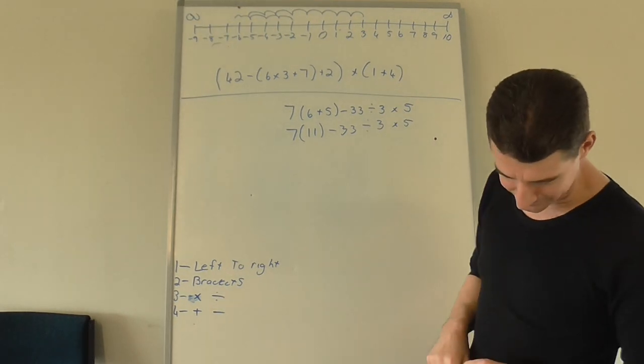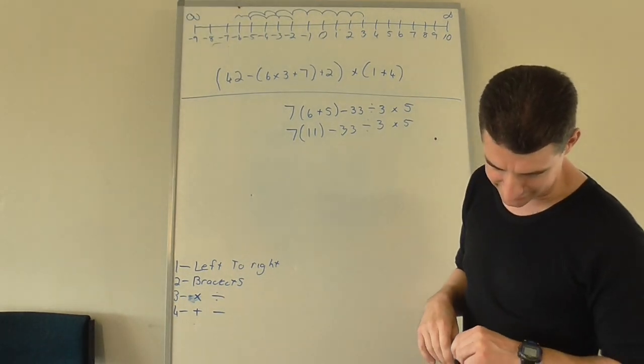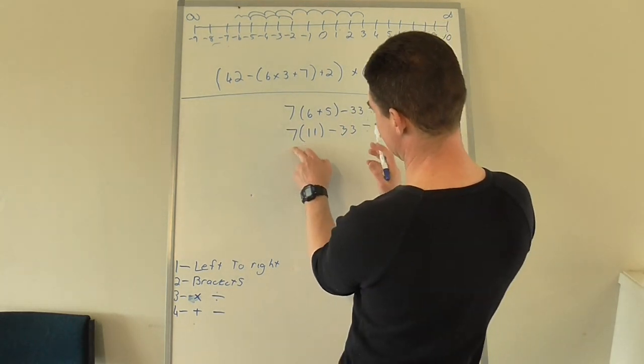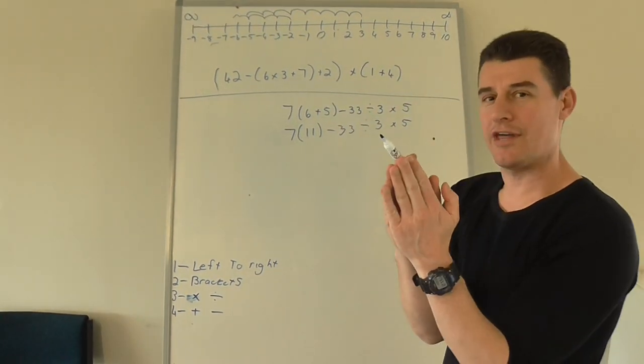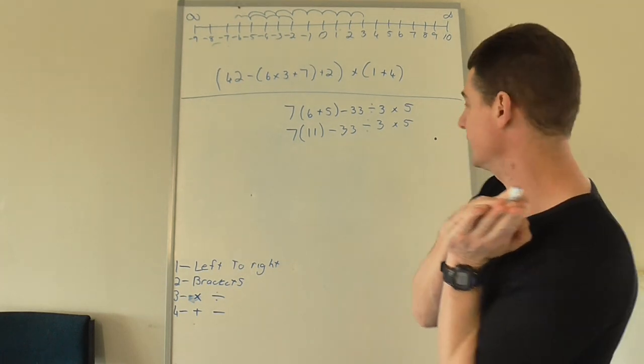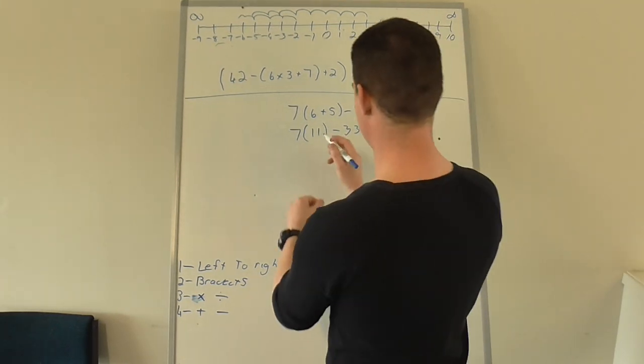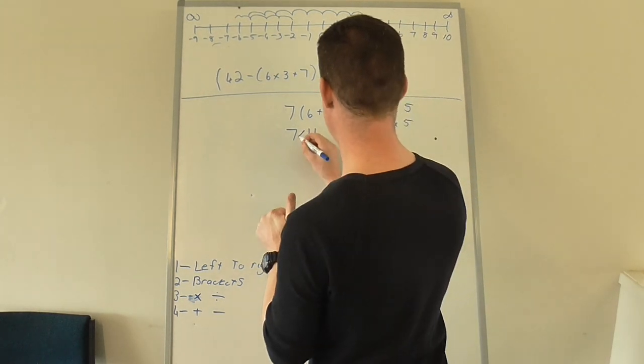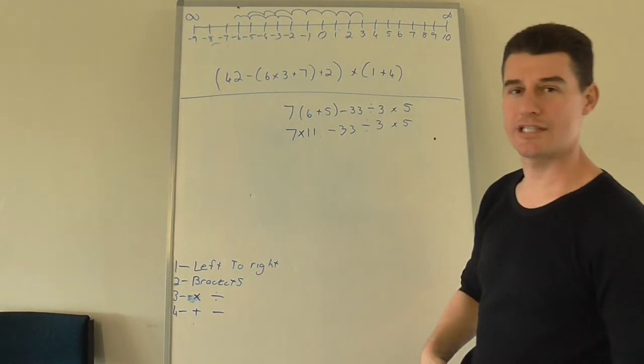All right. Are we having fun yet? Okay. Now you know when a 7 is next to a bracket with one number, that actually means you're multiplying it. So in other words, I'm just going to remove that bracket like that, and I'm going to put a multiplication sign there.